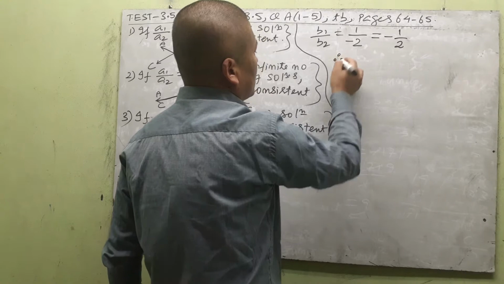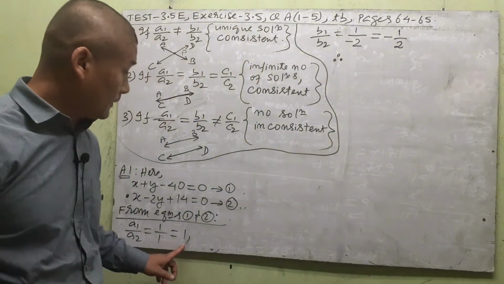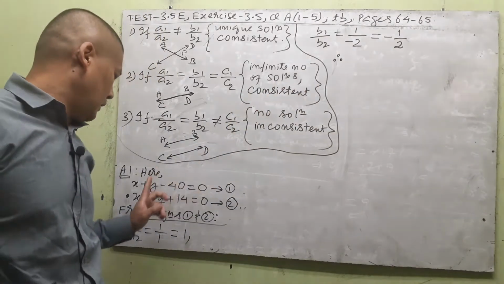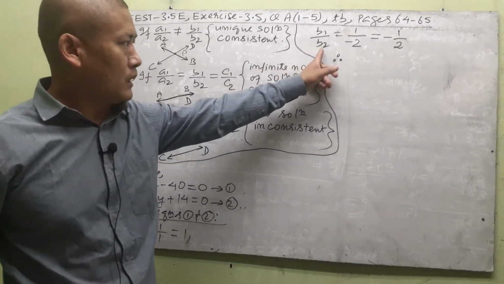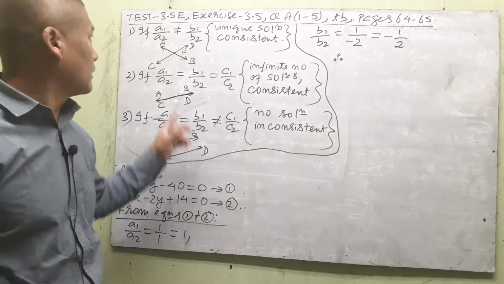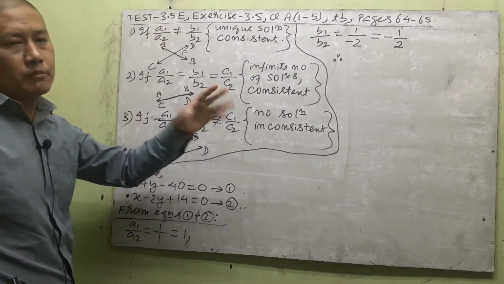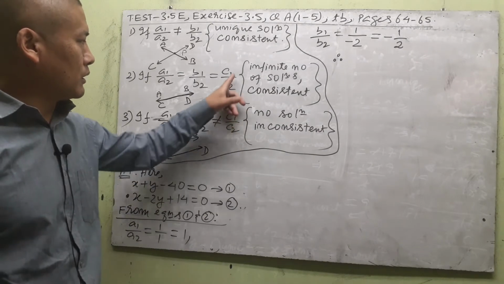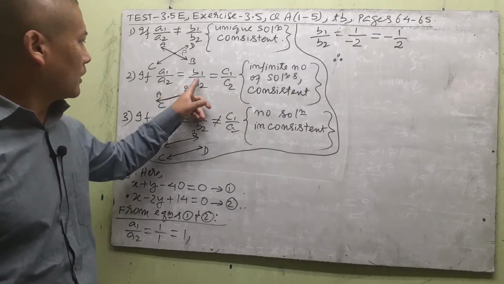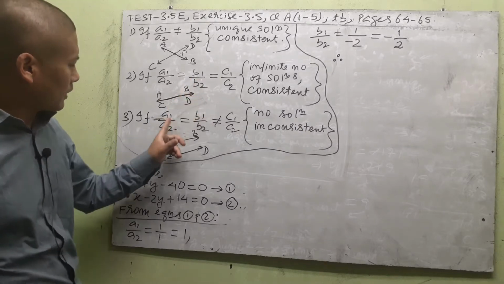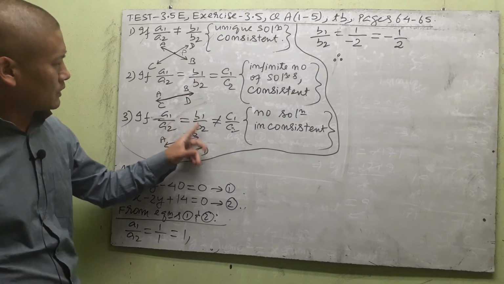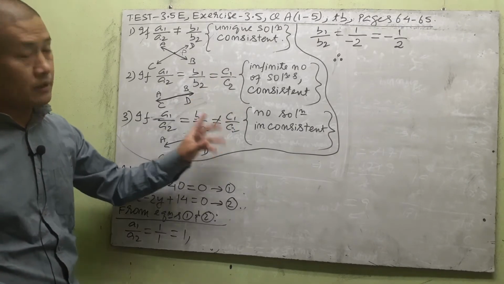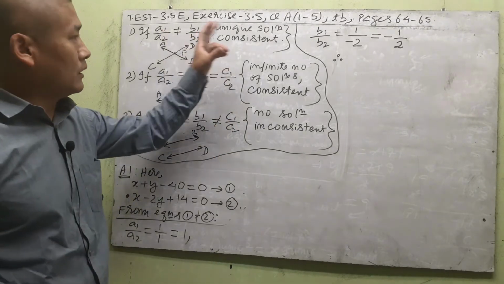So clearly we see that A1 by A2 is 1, B1 by B2 is minus 1 by 2, so they are not equal. If A1 by A2 is not equal to B1 by B2, like this case, then immediately stop, no need to find C1 and C2. You will find C1 by C2 only when A1 by A2 is equal to B1 by B2, like this. Then we'll go and find C1 by C2 to check whether it's equal or not equal. Otherwise, if they are not equal here, we stop.